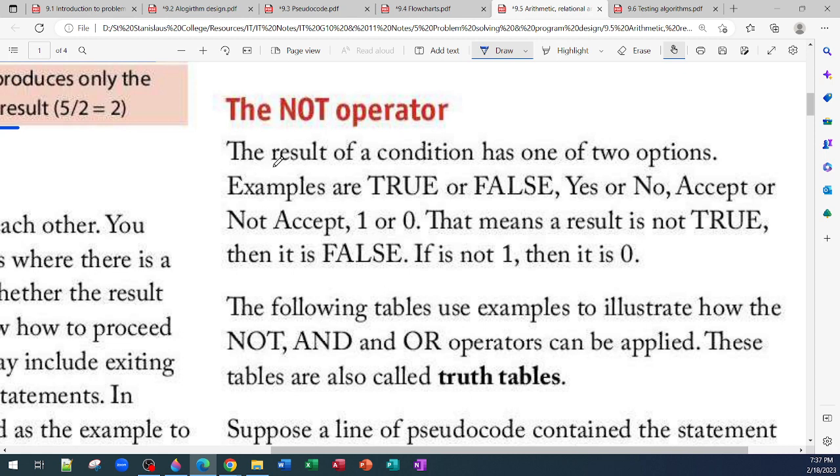The NOT operator. The result of a condition has two options. Examples are true or false, yes or no, accept or not accept. All right, so basically the not operator only has two states. True or false, yes or no, two options. Accept or not accept, 1 or 0. It only has two states.